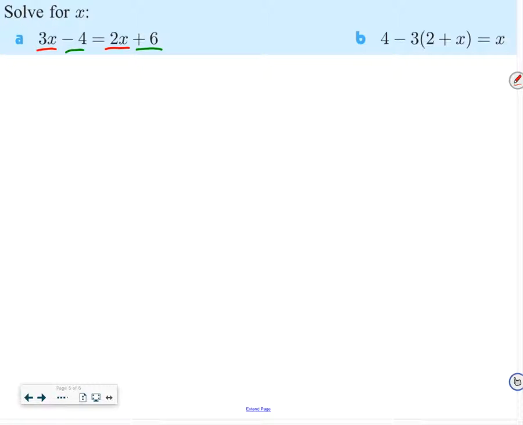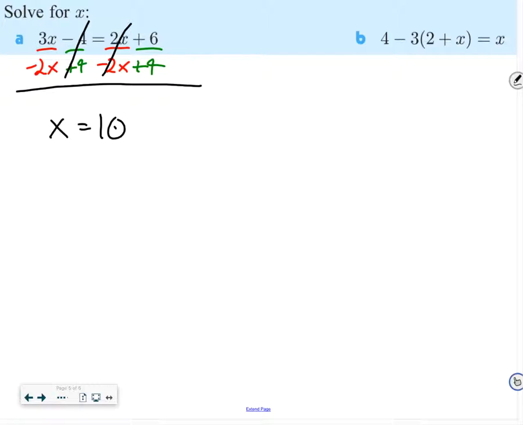So I'm going to minus 2x on this side, and minus 2x on this side. Over here, since I have a negative 4 on the right side, I'm going to add 4 on this side and add 4 on this side. Those are inverse opposite operations, so those will cancel out. 3x minus 2x is x, and 6 plus 4 is 10. So I got x by itself.